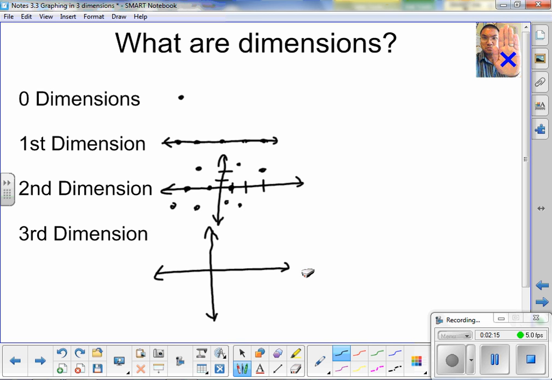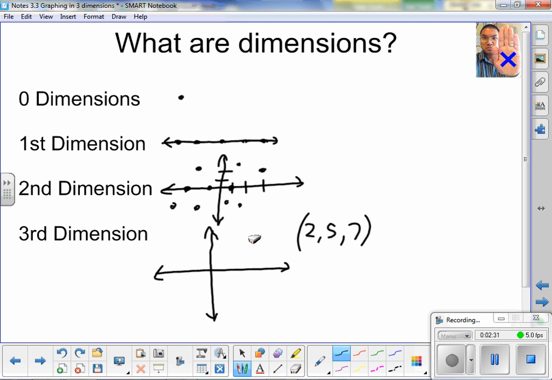So let's say that your point was at 2, 5, 7. So basically what would happen would be your point would move along this 2, then it'd go up 5, and then it'd come out towards you 7 units. So that's what would give it like that.